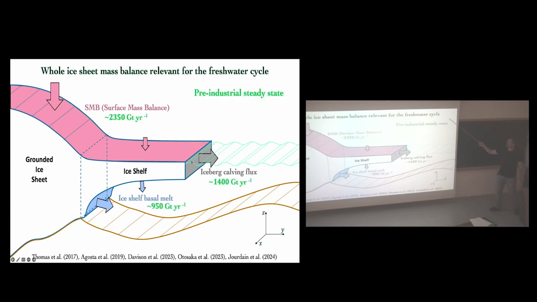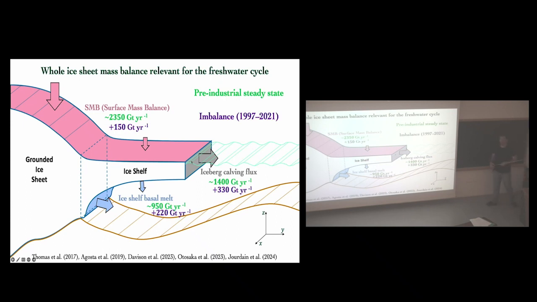Okay, if you assume a pre-industrial steady state, you can look at the numbers and try to give estimates. I didn't put the uncertainty, but it is quite large on these numbers. But you have this amount of surface mass balance over the total ice sheet, and a bit more than half of that goes as iceberg calving flux, and a bit less than half goes as ice shelf basal melting.